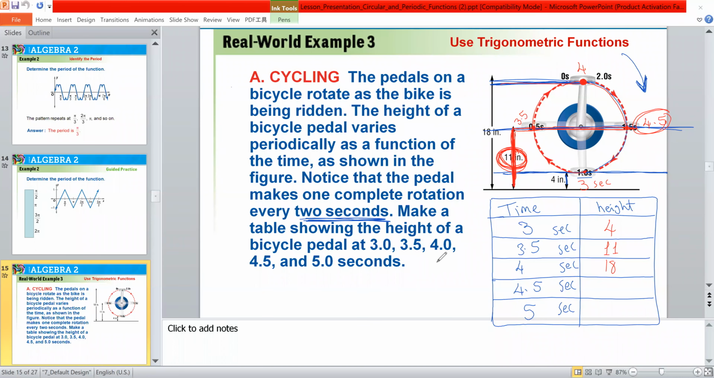After 5 seconds? 4 inches. Excellent. So this is our table. The required is to make a table that shows the heights of the pedal at 3, 3.5, 4, 4.5, and 5 seconds. And this is our table. If you need to write the table, this is our answer.